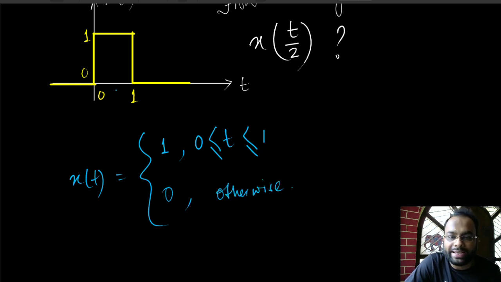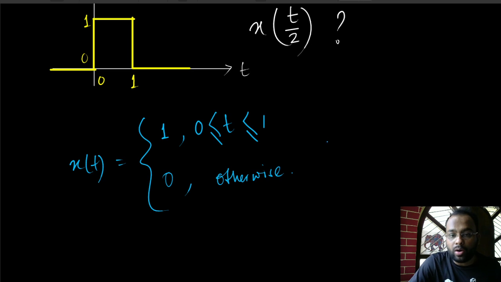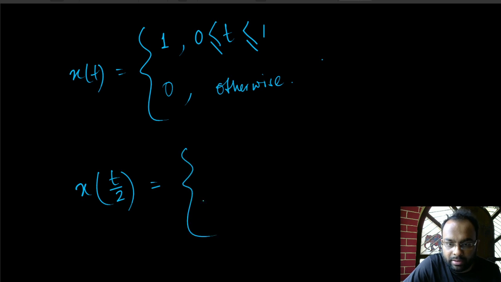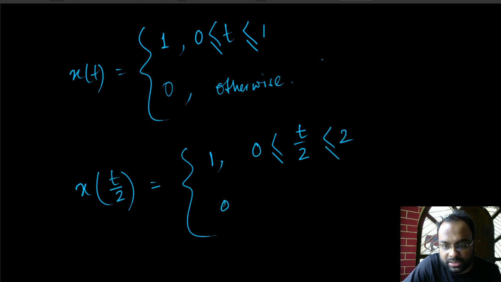So when time is between 0 and 1, the value of the signal is 1. Yes, OB is correct here. So let me explain. Now same thing. If this is x of t, how do I mathematically represent x of t by 2? Talking mathematically, you just have to replace this in the definition.